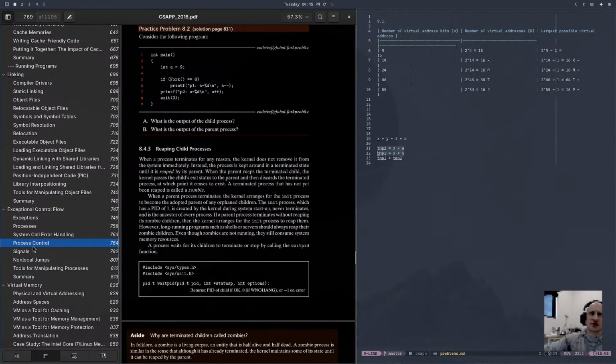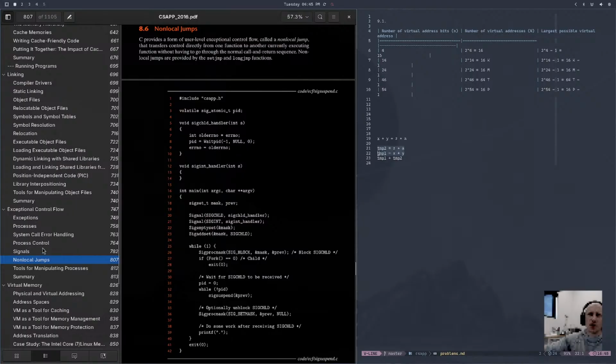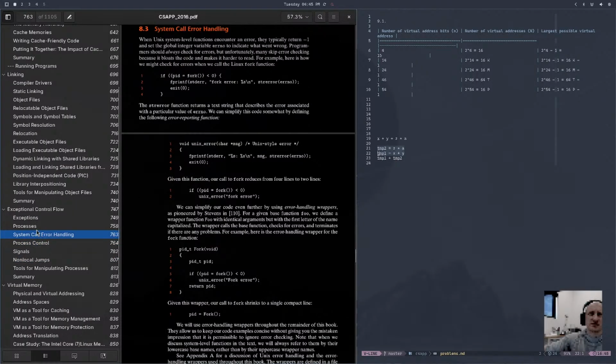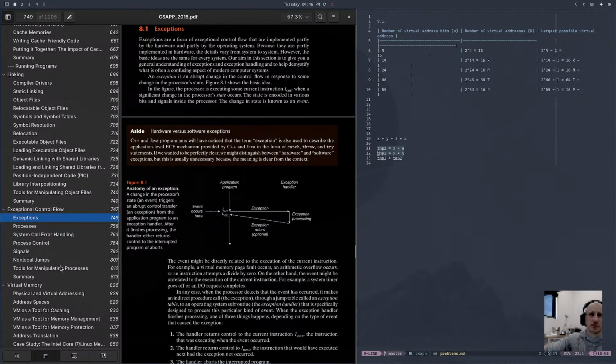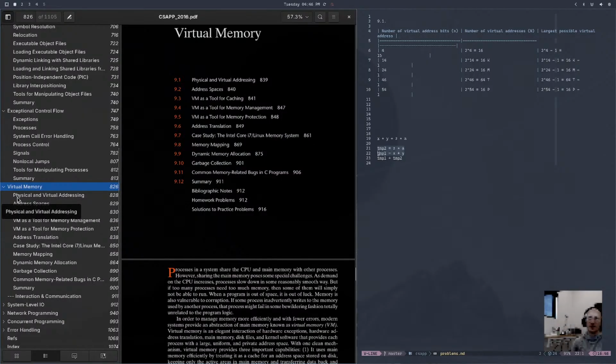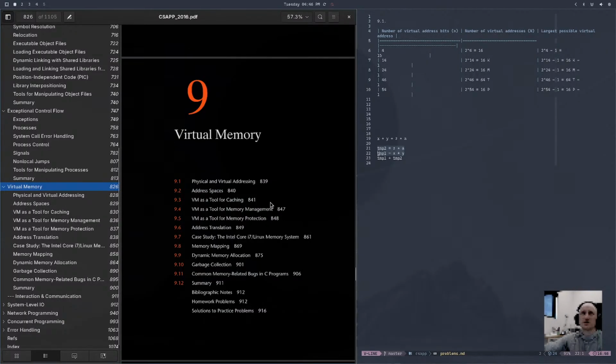Yeah, process control, signals, and non-local jumps. I already knew a lot of this, so I skipped that. I could have skipped this as well, but exceptions I got a lot out of. I'm glad that I read that. And now we're on virtual memory, and this is the whole point of me reading this book, was for virtual memory. So yeah, lots of good stuff in this book.